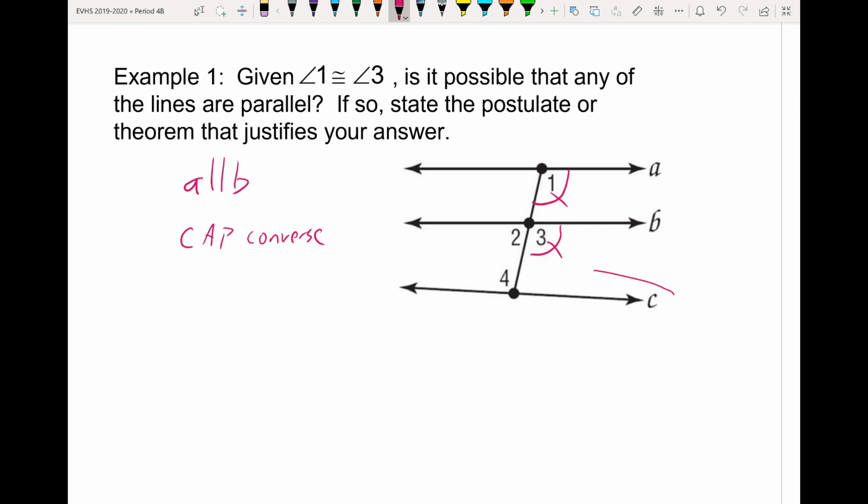Notice I know nothing about line C. I have no information about it. Well, I'm calling it the converse because I'm going the reverse direction. The corresponding angles postulate says that if you have parallel lines cut by a transversal, then corresponding angles are congruent. Now I've got the opposite direction: corresponding angles are congruent proves that. Okay? Go ahead.